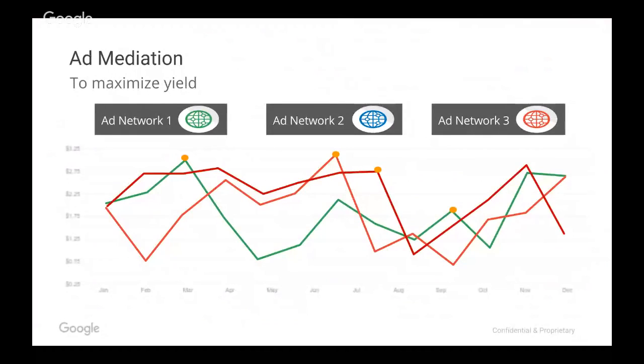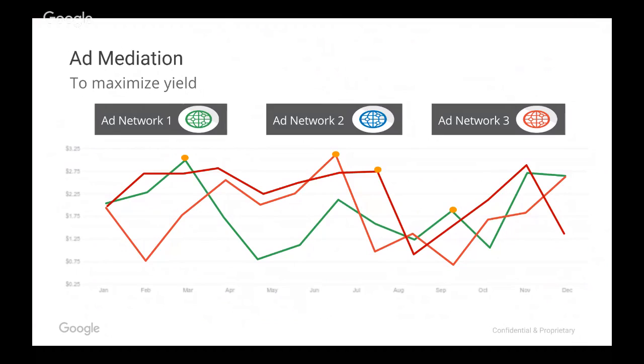Next, I will go through some of the key concepts for ad mediation. So what is mediation? A typical developer would want to work with 1 or 2 ad networks. The reason for that is the developer wants every impression to receive the best CPM, the best paying network for their impressions. In this example, you can see that a developer is working with network 1, 2, and 3.